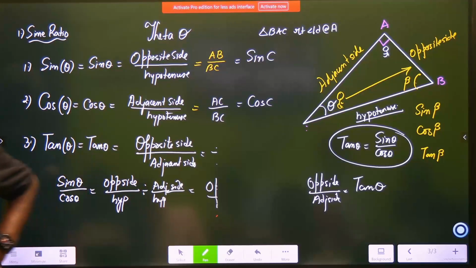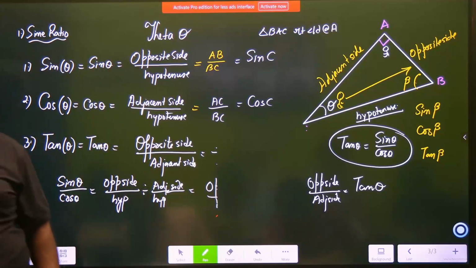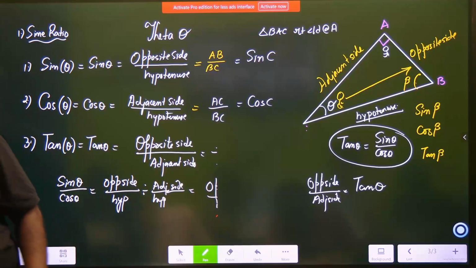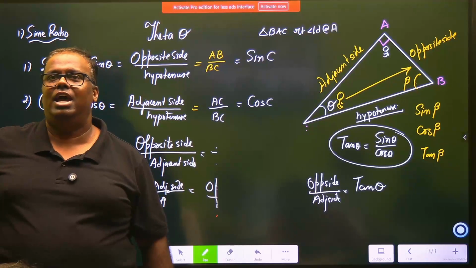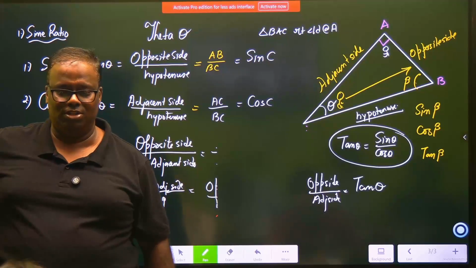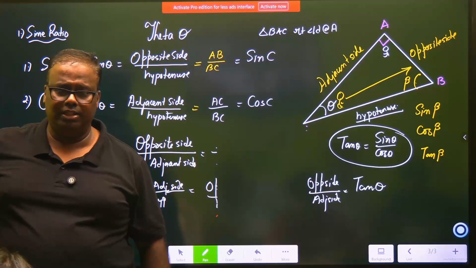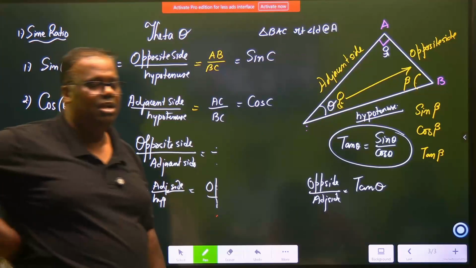If you have been able to do it, ask yourself a question: in the midnight, if somebody wakes you up and gives you a right angle triangle and marks any angle, will you be able to find sine, cos, tan? You will rather say, sir, I'll find sine, cos, and tan, I can also do sine upon cos. No, nothing like that. Don't make all those conclusions.